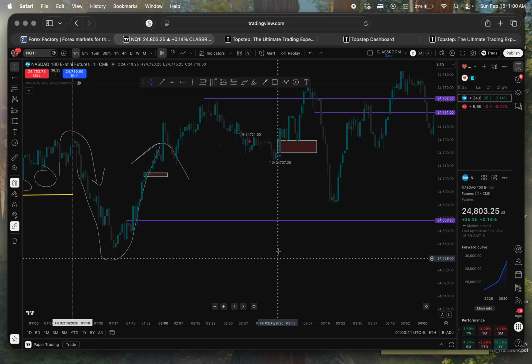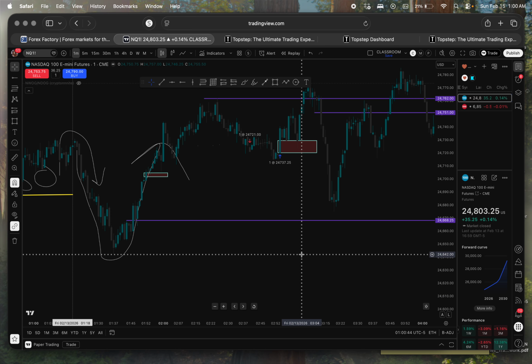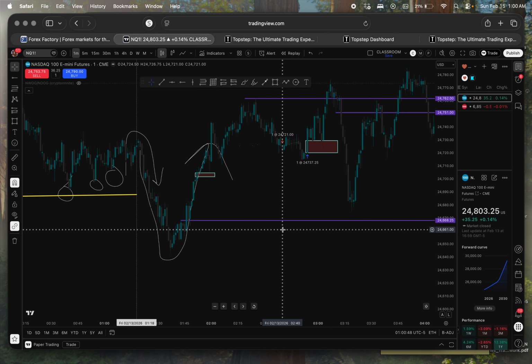And this was done at 2 a.m., which is another good trading time. 2, 3 a.m. If you were awake, trade during that time, and then you don't have to worry about trading at 9:30 in the morning.